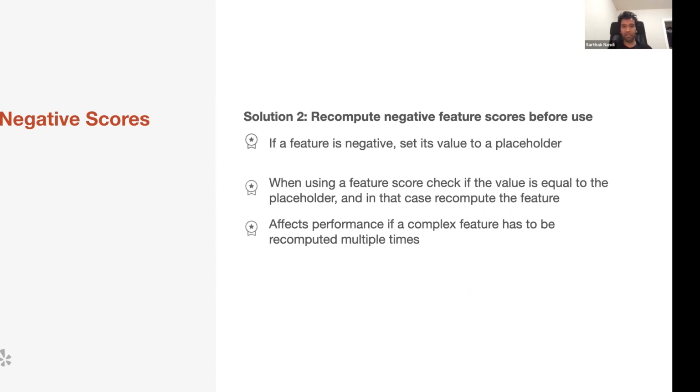So we first try to handle the issue with computing the features. If a feature was negative, we set its value to a placeholder. This has to be a high positive number, which is not going to be computed as a normal score. So we just took float.max value. Now, when we were using this feature, we first checked if its value was equal to this placeholder, which would indicate that the actual value of the feature was negative. And then we could recompute the score and use it. This worked fine, but for features which are complex and if they are recomputed multiple times, this affects the performance because this computation is done per document.